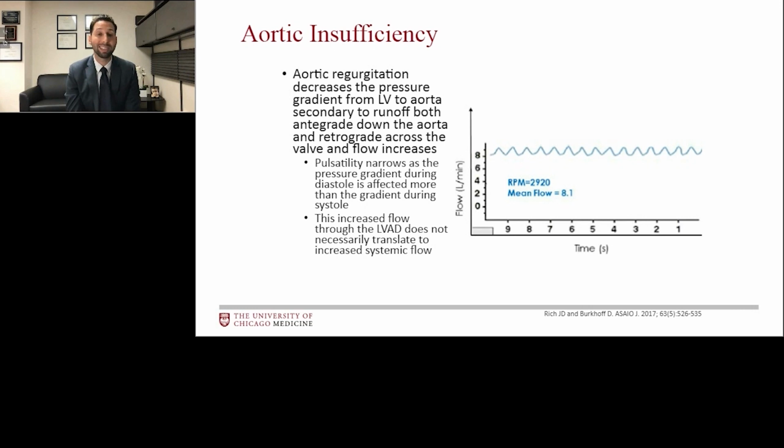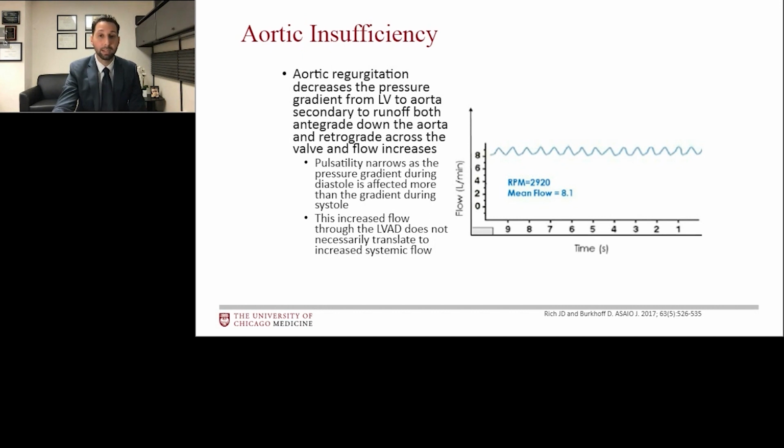So the aortic pressure dissipates very quickly. There's runoff in both directions, and aortic pressure drops very quickly. At the exact same time, because of the regurgitant volume going back into the left ventricle, the LV pressure is actually going to rise. So we have a scenario where the aortic pressure is going to drop, LV pressure is going to rise, the pressures become closer together, so the gradient narrows, and LVAD flow will go up with aortic insufficiency. Diastolic flow will be augmented more than systolic flow, which will become clear on the next slide, and pulsatility narrows.